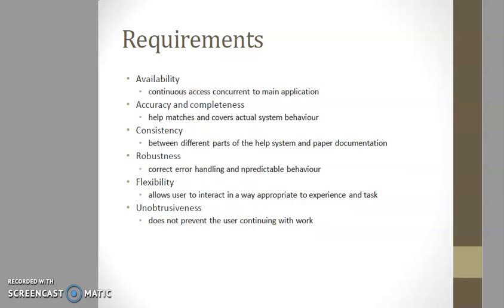Next is requirements of user support. If we were to design the ideal help system, what would it look like? Requirements of user support.